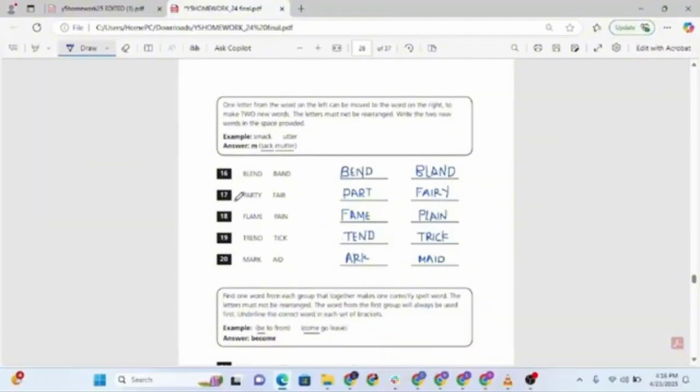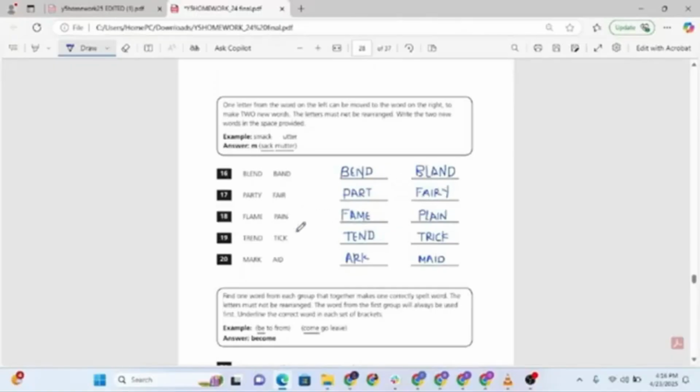Question 17. The correct answer is the letter Y. This is because if we take the letter Y from the word party, we are left with the word part. If we add the letter Y to the word fair, we make the word fairy. Therefore, the two new words are part and fairy.